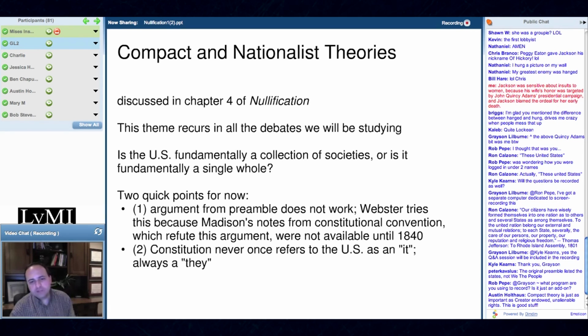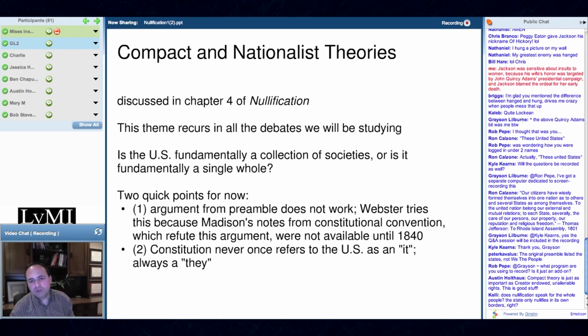Number one is that the argument from the preamble does not work, as I pointed out in the book, and I want to elaborate on what I said in the book here. Daniel Webster, a U.S. Senator whom we're going to encounter, does indeed point to this and says, look, we the people, it's one united people. These states are not independent and sovereign. It was the whole people that created the Union. It wasn't the states that created it. The whole people created the Union.